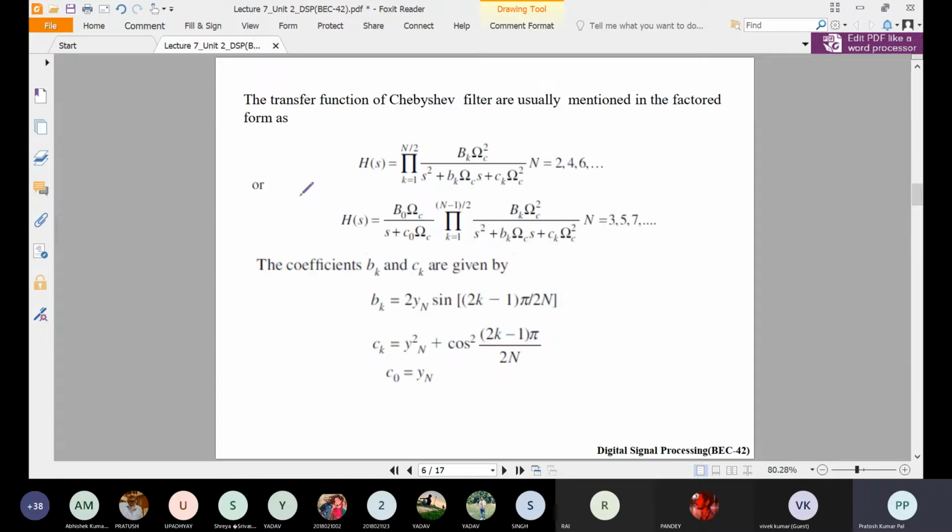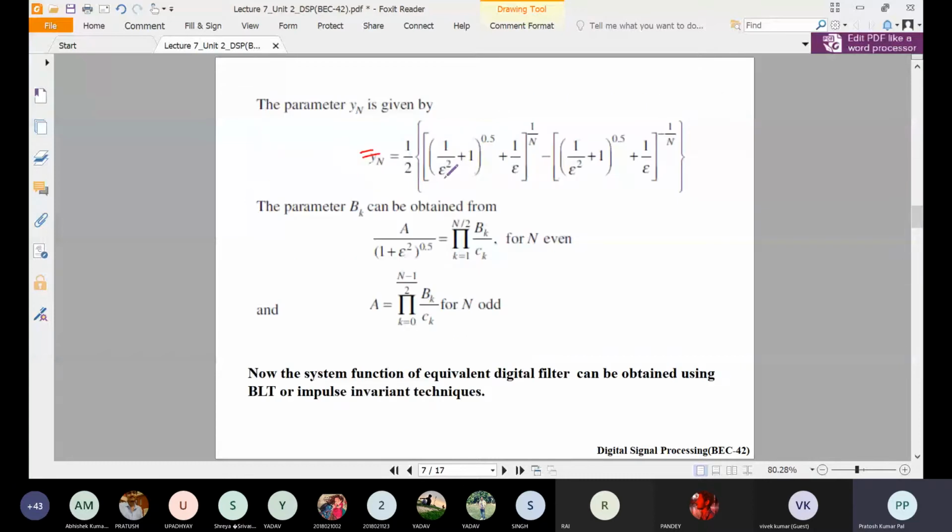Once we have found the omega value and the order of the filter, we will have the transfer function of the Chebyshev filter. It will be of the same form as the transfer function given for the Butterworth filter. If n is even, this will be the formula, and if n is odd, this will be the formula used. Okay, where the different coefficients b_k, c_k, and c_0 will be given by this, where y_n is a value given with respect to the passband attenuation value.